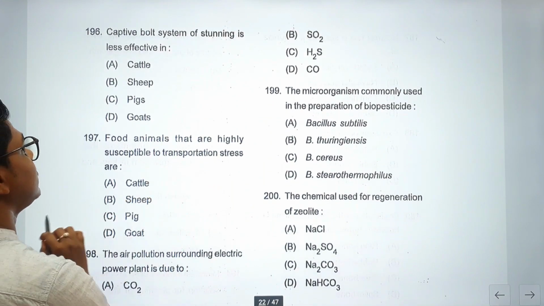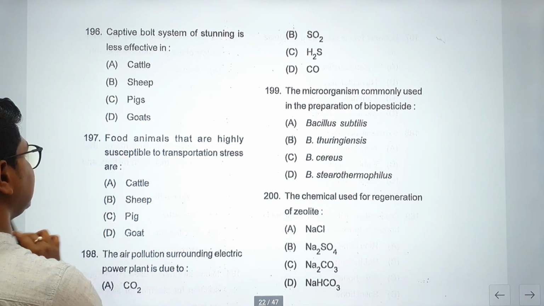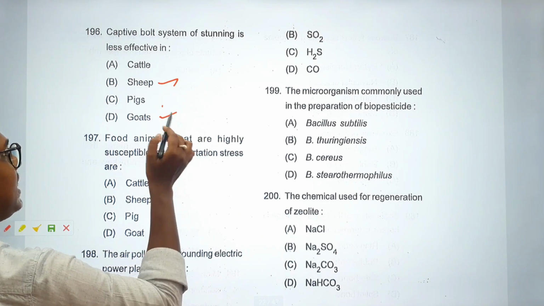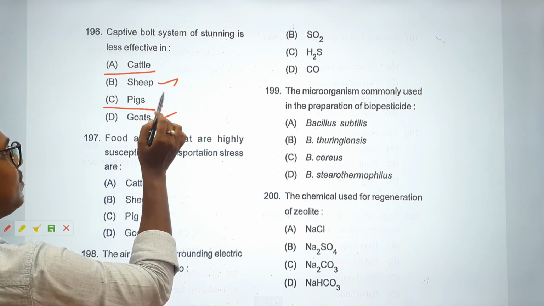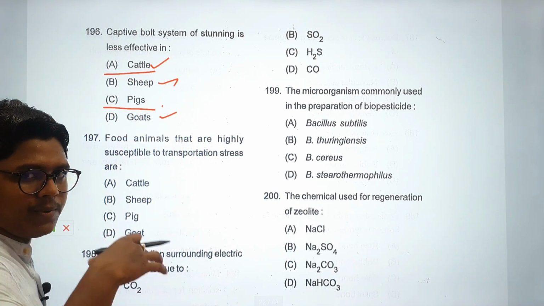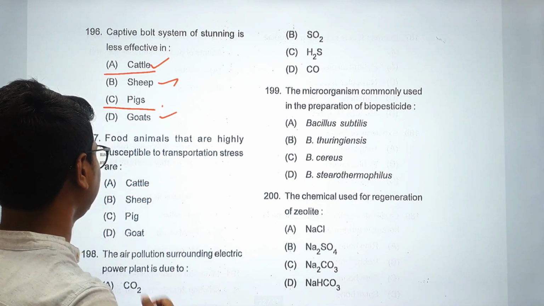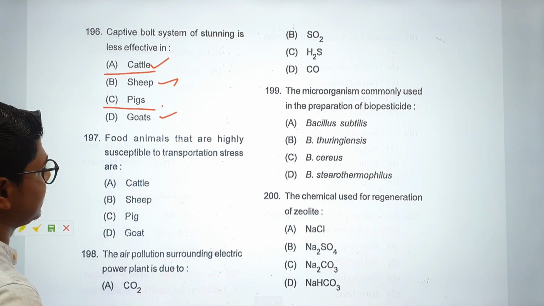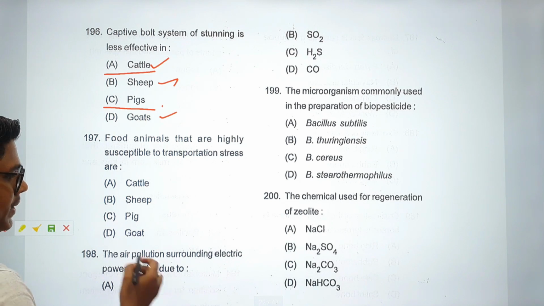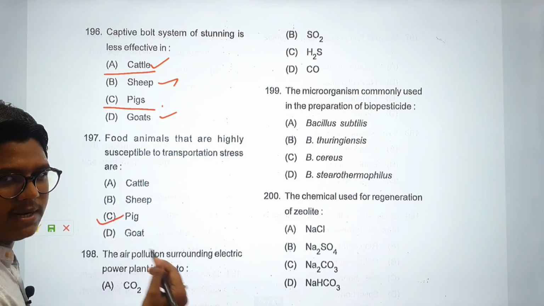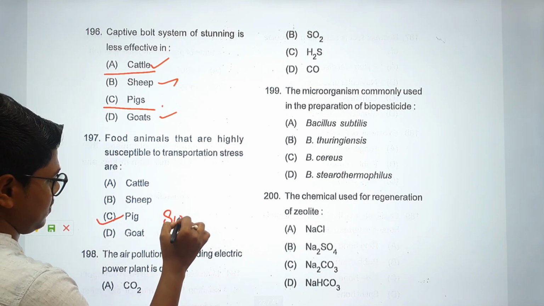196. The captive bolt system of stunning is less effective. It is effective in sheep and goats, less effective in cattle and pig. The more appropriate answer will be cattle because they have a thick frontal skull, okay, frontal bone. The food animal that is highly susceptible to transportation stress is pig because they have less sweat glands.